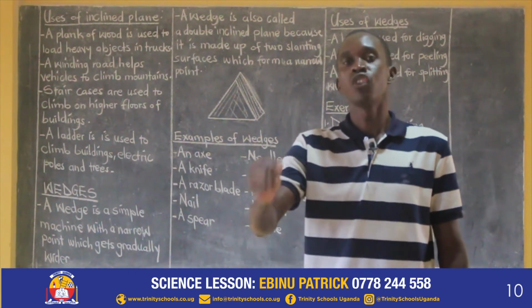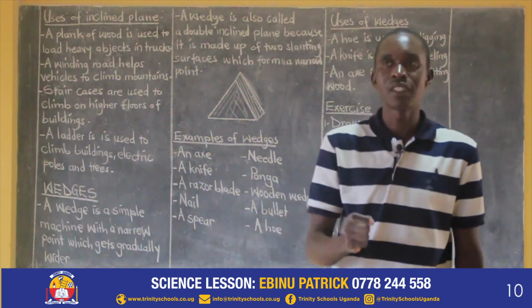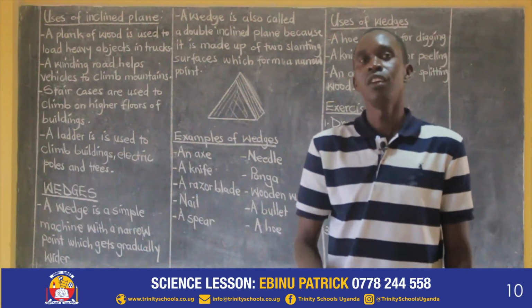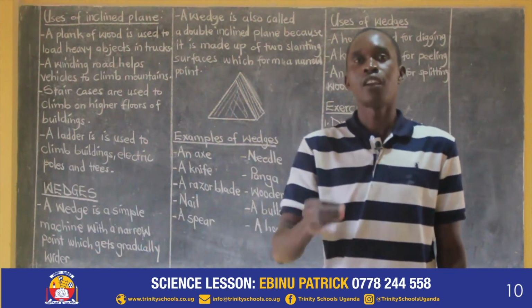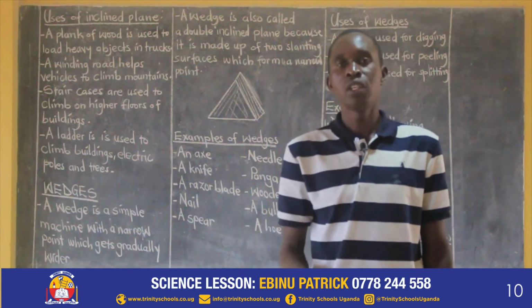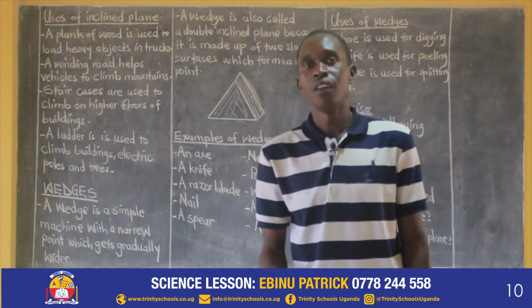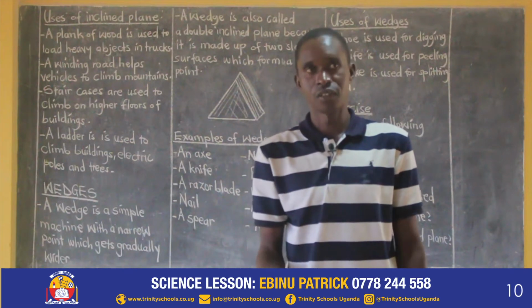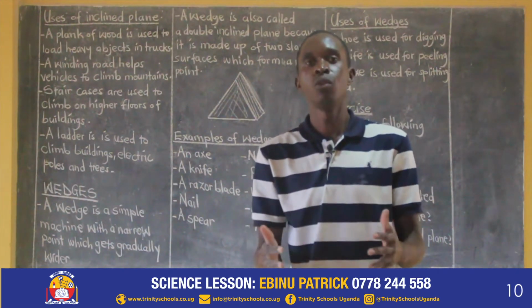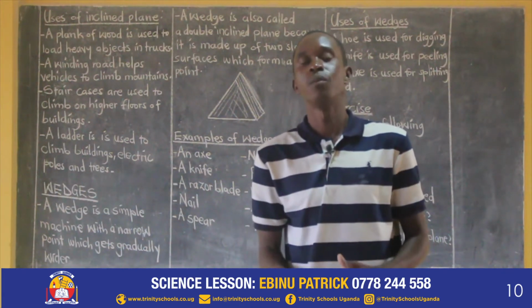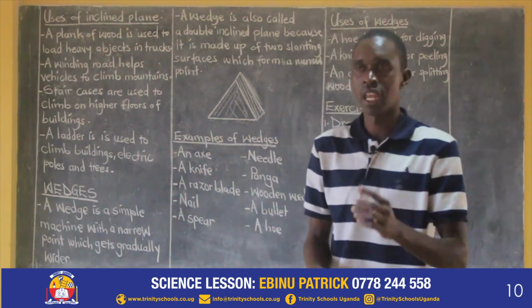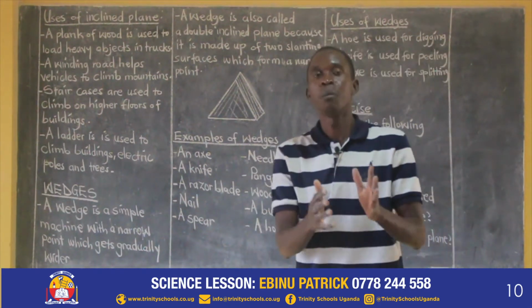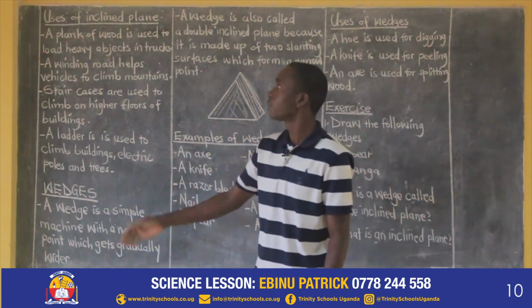Even if possible, you name it. Like you can say, a winding road is used to climb mountains using vehicles. So you can name a certain type, an example of an inclined plane, when you're giving the use. So we have some of the uses of inclined planes here.